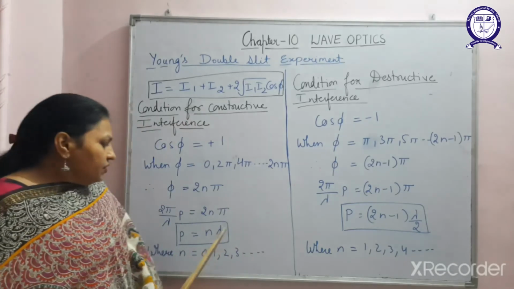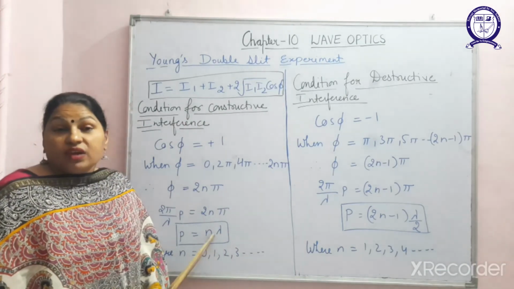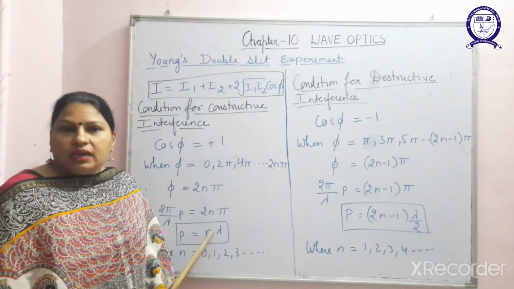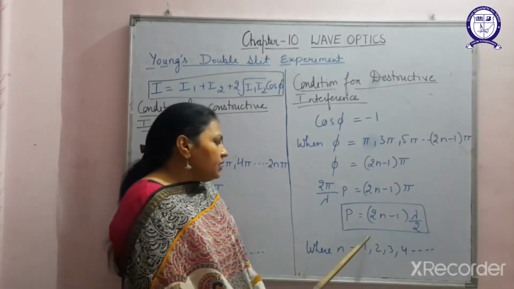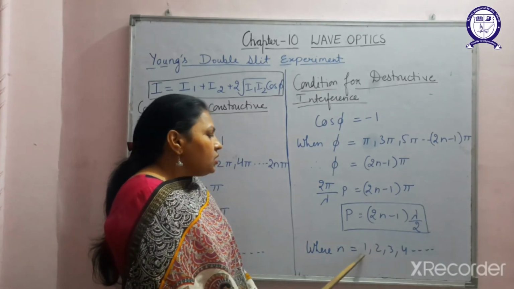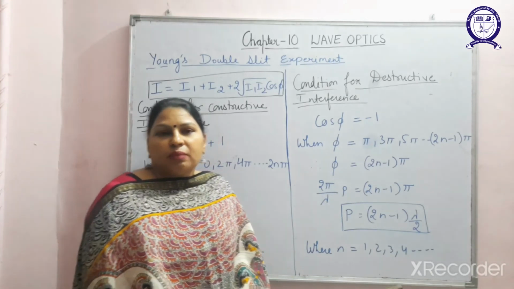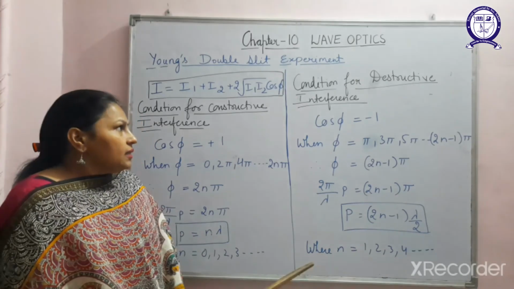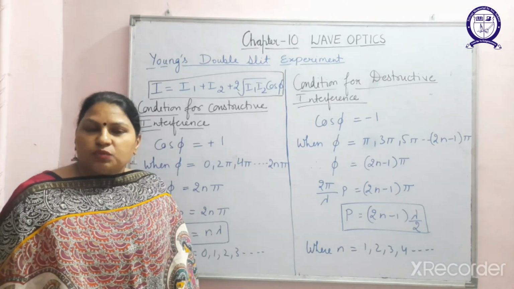So for constructive interference, the points where we get the bright fringe are 0, lambda, 2 lambda, 3 lambda, 4 lambda, 5 lambda, up to n lambda. And for the dark fringe, we get the positions at lambda by 2, 3 lambda by 2, 5 lambda by 2, and 7 lambda by 2, and so on up to 2n minus 1 lambda by 2. So these are the conditions for constructive and destructive interference in the case of Young's double slit experiment.